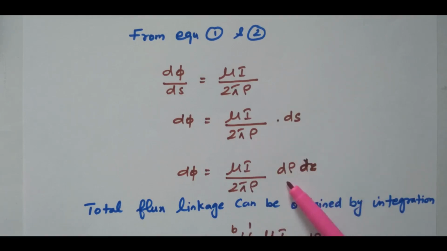What is ds? d rho into dz, that is radius into height. This rho refers to the radius, z refers to the height. We consider 1 meter length of cable, right? The radius is rho. The actual radii are a and b. So, this is the flux linkage due to a small segment, a small point, rho. If we want to find the total flux linkage, it can be obtained by integration. By integrating on both sides, we can get the total magnetic flux, right?